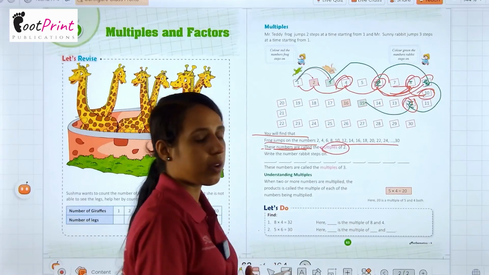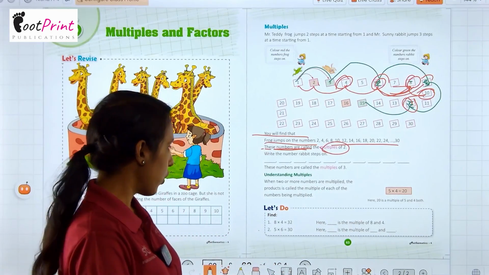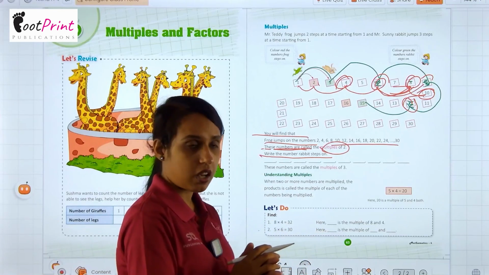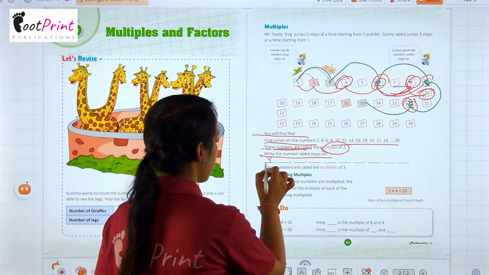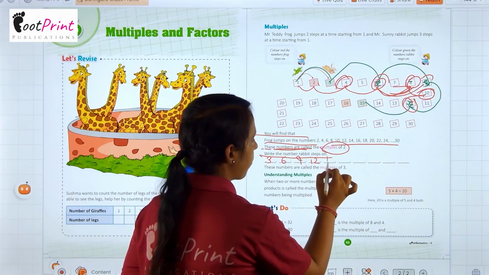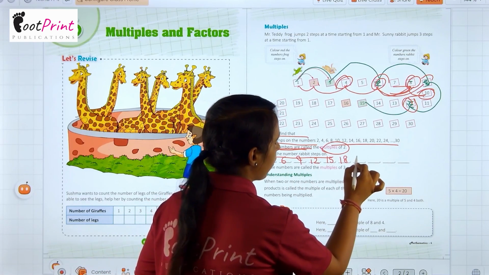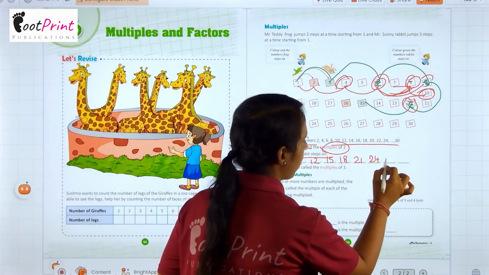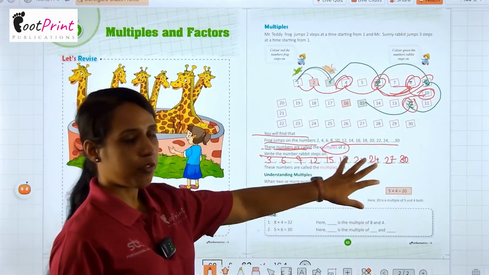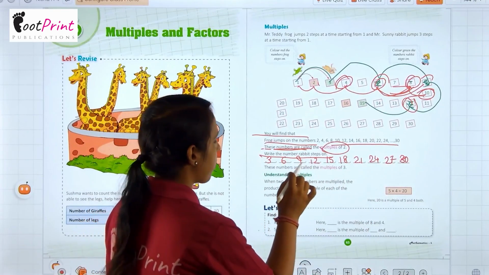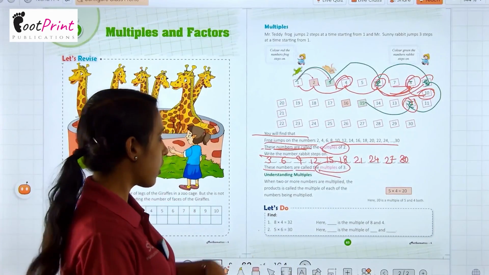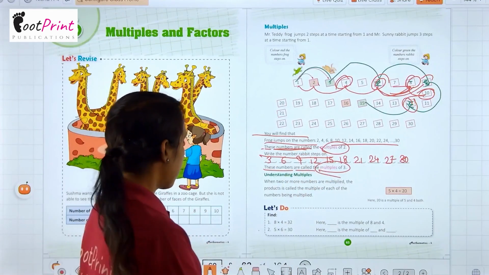ठीक है, तो इन्हें हम क्या बोलेंगे, मल्टीपल्स ऑफ 2. राइट, द नंबर रैबिट स्टेप्स ऑन. तो रैबिट ने कितने नंबर पे चला वो लिखना है. तो फर्स्ट स्टेप इज 3, देन 6, देन आफ्टर दैट 9, 12, 15, 18, 21, 24, 27 and 30. Okay, so you have to fill like that. So here we can observe that these numbers are called multiples of 3. So these are the multiples of 3.